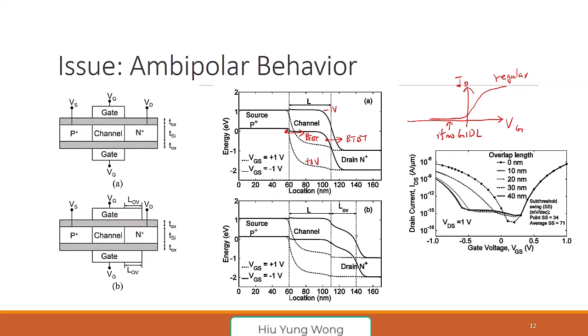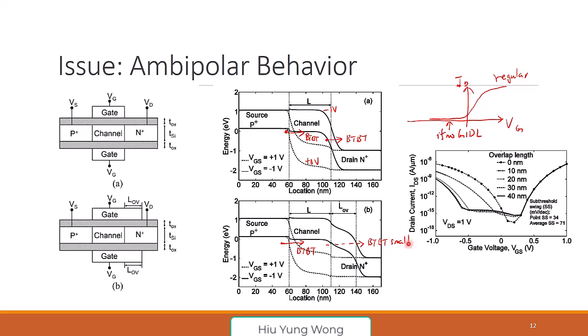So when we have a high bias, we have a very thin barrier. So I have band-to-band tunneling. I have a lot of current. But if I have very negative bias, because of this overlap and because of electrostatics, I have a very thick barrier for BTBT just because of the electrostatics.